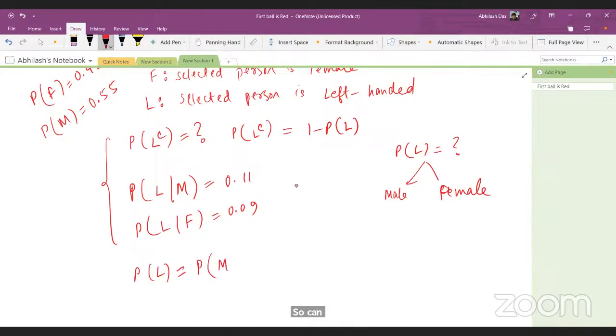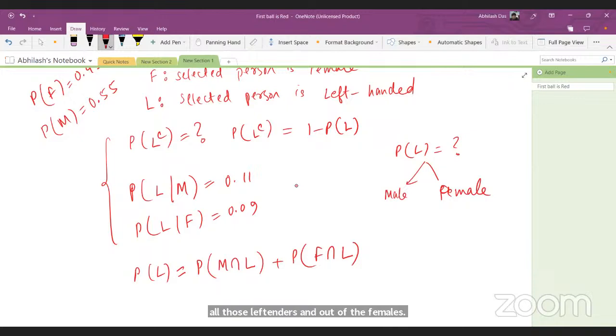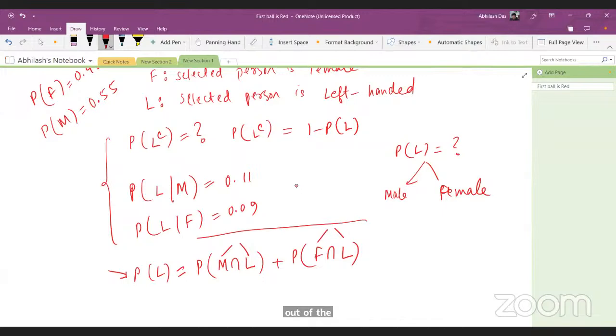Out of the males, I'm taking all those left-handers, and out of the females, I'm taking all the left-handers. This will give me all the left-handers of both the genders. Is there any doubt in this expression? From all the males, I'm picking up all the left-handers, and out of the females, I'm picking up all the left-handers. And if I add them, I'll get all the left-handers in the population. Is there any doubt in this line?